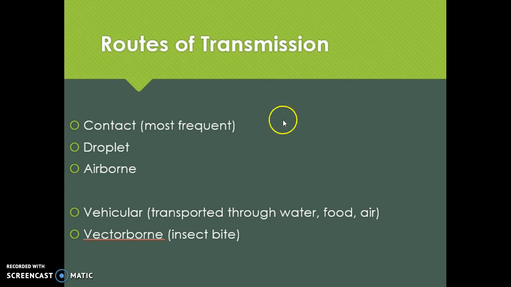Contact. This is the most frequent route of transmission. So what's contact? I touched someone's blood or body fluid accidentally. What's droplet? Droplet precautions is when you wear gown, glove, and regular mask. And the reason you do that is the actual infection is big. So if this is the person's mouth, that droplet is going to go like this, about 3 feet, and drop. So that's why you only need a regular mask.